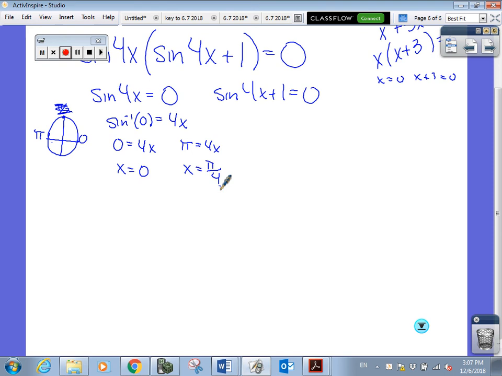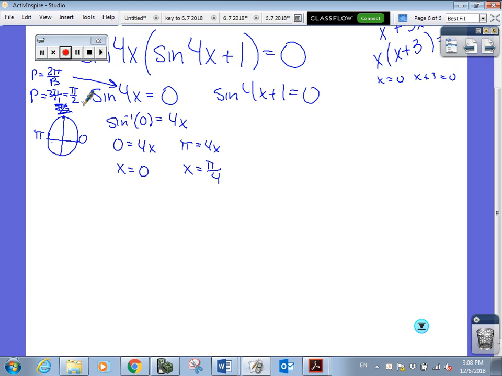So now I'm ready to write my answers. But first, this step right here, I can determine my period. It's 2 pi over b. So my period is 2 pi over 4, which is pi over 2. So answers happen every pi over 2, no matter where you start. So 0, is 0 an answer? Yeah. It is, but does it fall in our domain? No, so we don't include it.